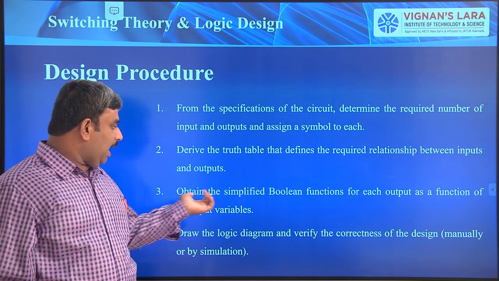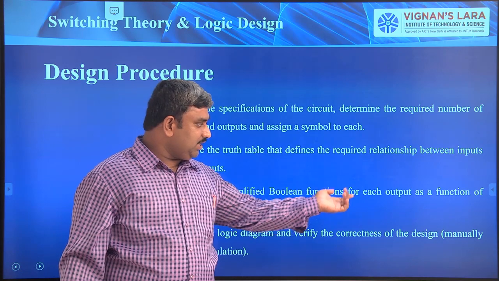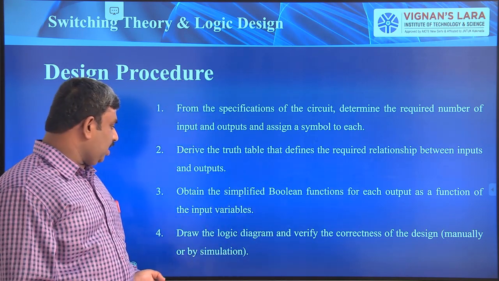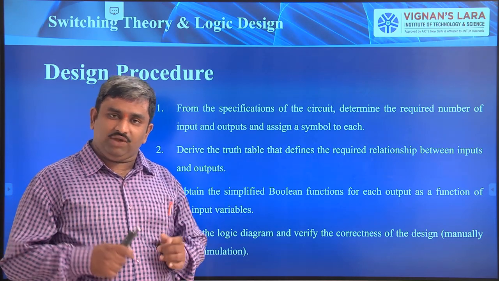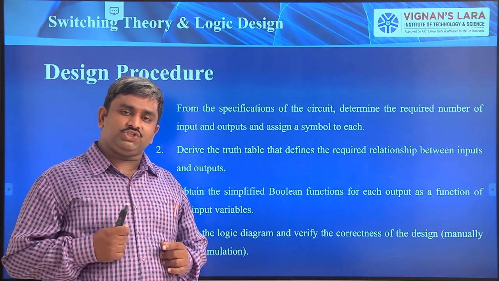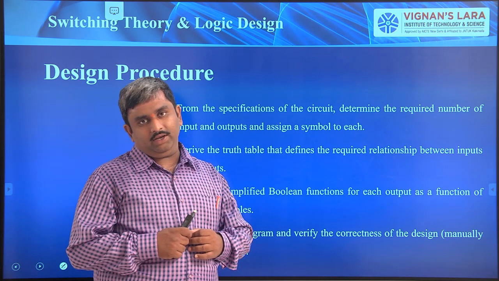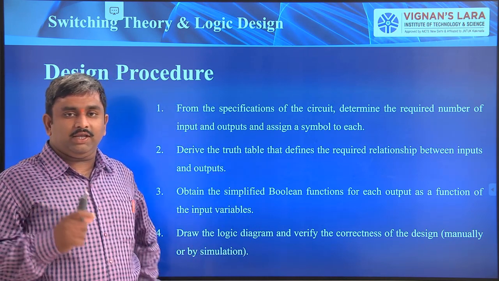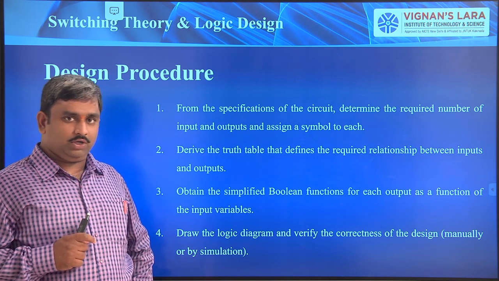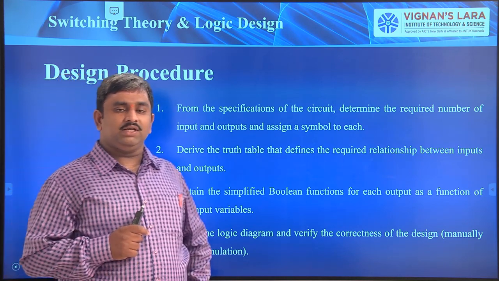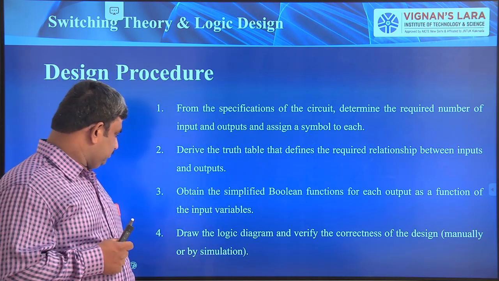Next, third step, obtain the simplified Boolean functions for each output as a function of input variables. So, after identifying the truth table, next he will start deriving the Boolean expression. So, the Boolean expression gives the relationship between inputs and outputs. Okay, the Boolean function provides the relationship between inputs and outputs.